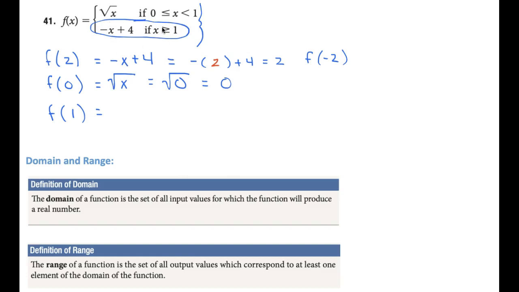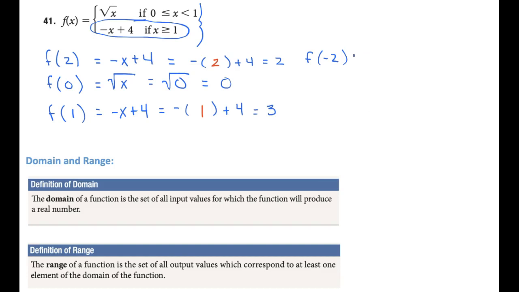So x is greater than or equal to 1. So f of 1 falls into that condition. So we get negative x plus 4. So f of 1 is negative, and we're just going to put the 1 in there. And I did that because I wanted you to think about the negative and how it would impact it, but you don't have to do the parentheses when it's that simple. So negative 1 plus 4 equals 3.